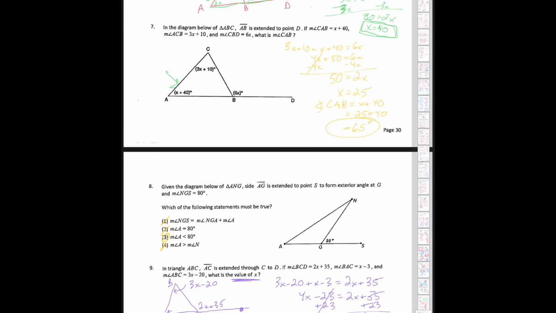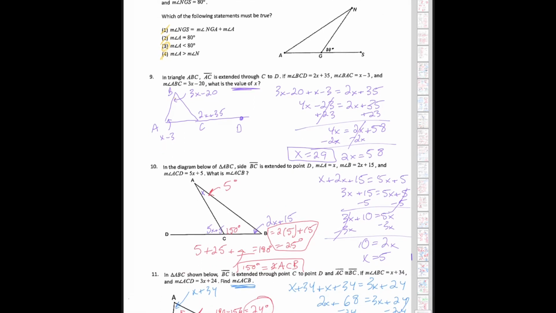I add my opposite angles to the exterior angle. So angle A plus angle C equals the exterior angle. Solve. I get x is equal to 25, and then I plug back in to angle CAB, which was x plus 40, and I get 65 degrees.